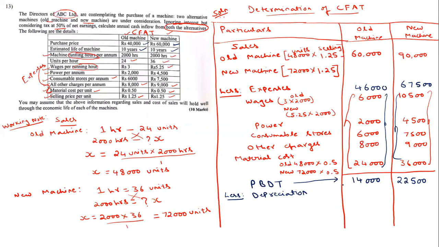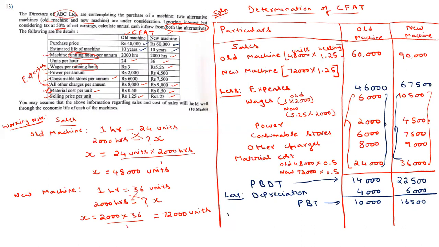That is what we will now highlight here in the table. 4,000 for the old machine and 6,000 for the new machine. Now let us get the totals here. We are getting 10,000 for the old machine and around 16,500 for the new machine. What is this? This is nothing but profit before tax.